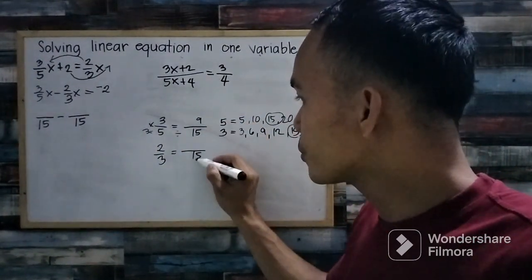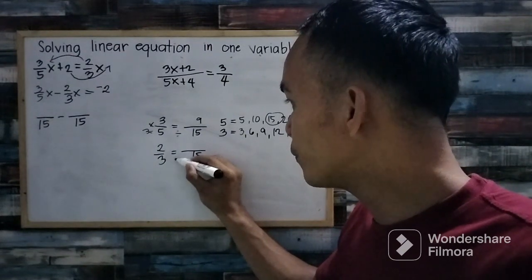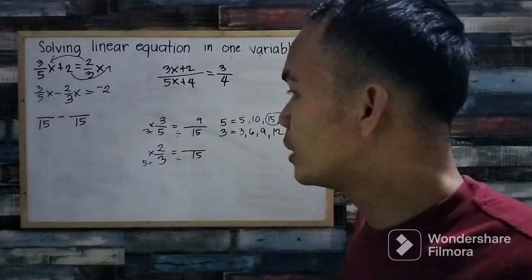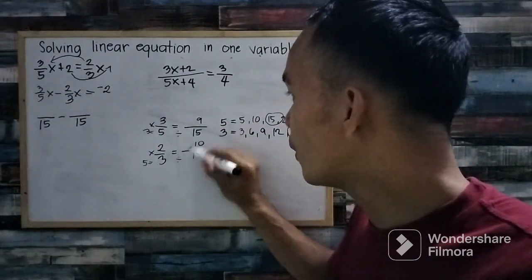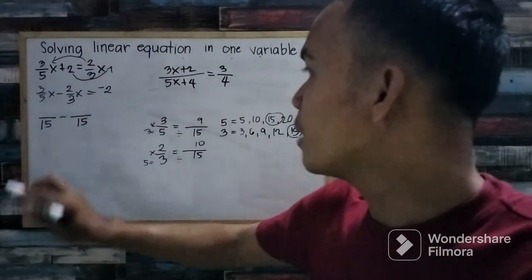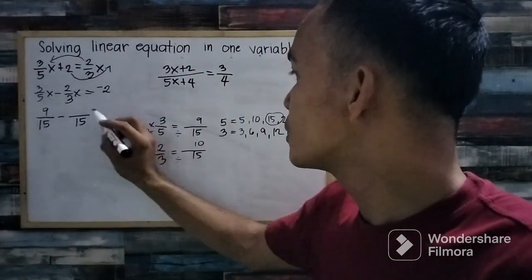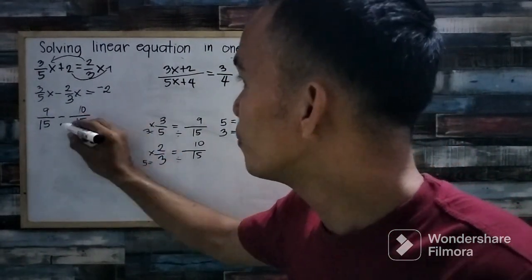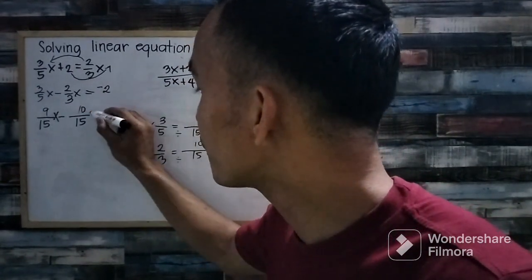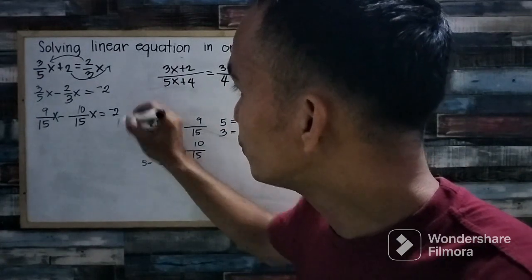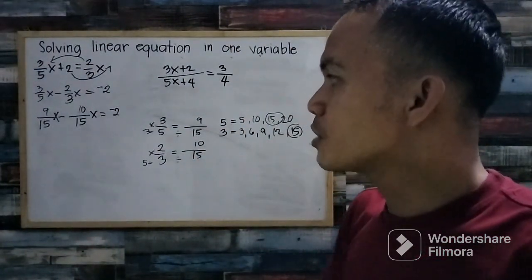And you also do the same in the second fraction. We have here 15 divided by 3, that is 5, and times 2, that is 10. So this 3 over 5 becomes 9 over 15, and this 2 over 3 becomes 10 over 15. But do not forget to write x there. That is equal to negative 2. Now, let us subtract.